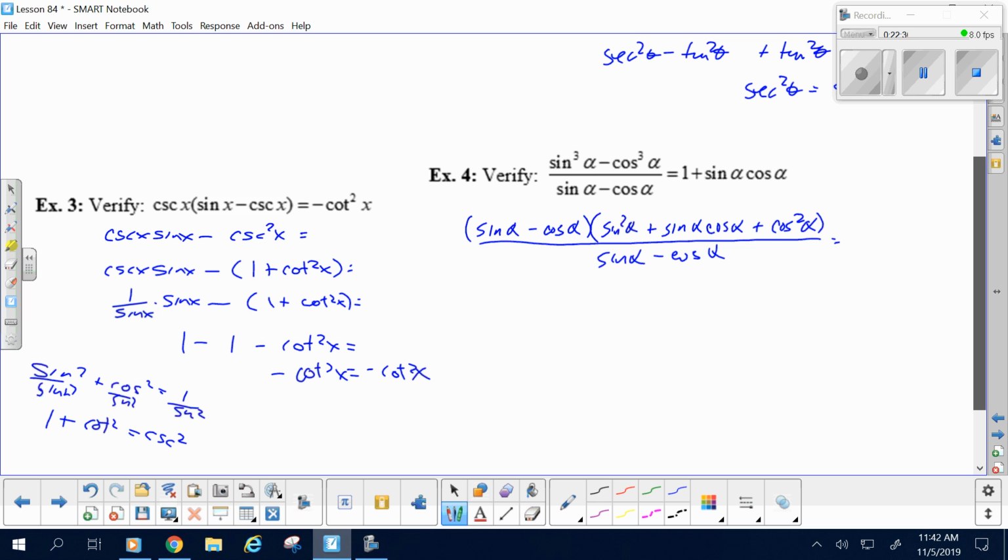Top and the bottom, oh, it cancels. We divide out, so now we have sine squared alpha plus sine alpha... I mean, sine squared alpha plus cosine squared alpha, which is 1. Can you just go straight to that step? No, you cannot. Sine squared plus cosine squared is 1. Why can't you just go straight there? Too much at once.